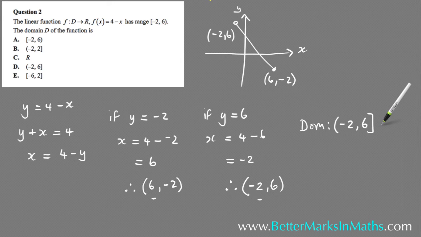That's what D is equal to. So minus 2 to 6 with the right brackets is answer D. So D is the answer for this one.